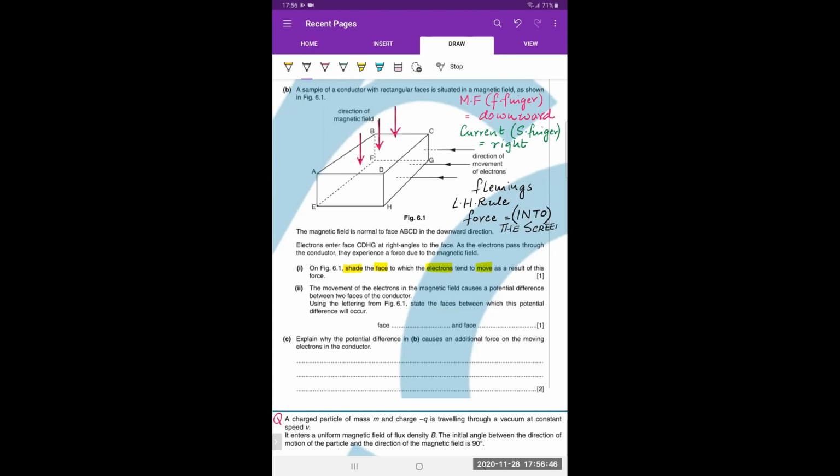Then this would implicate, the question was asking you, shade the face in which direction you expect these electrons to move. So यार into का मतलब है मेरी shading ये हो जाएगी. Let me just look for a suitable color. Orange कर देता हूँ. येलो ही सही है. So यार मैंने शेड तो कर दिया है. BCGF makes sense.